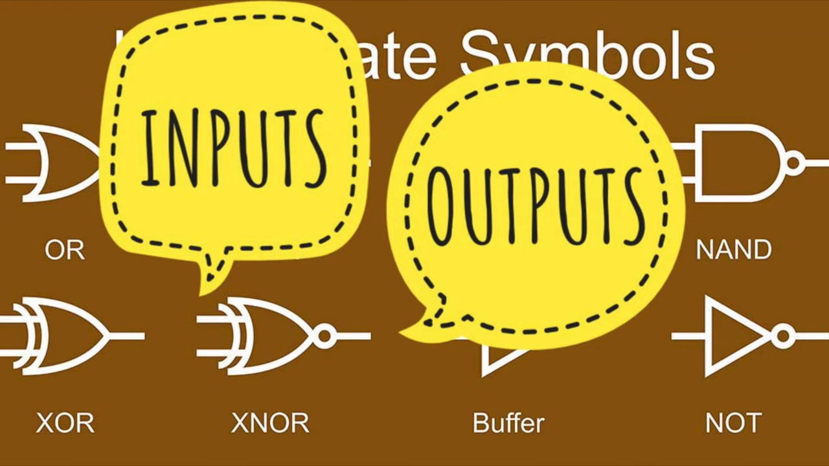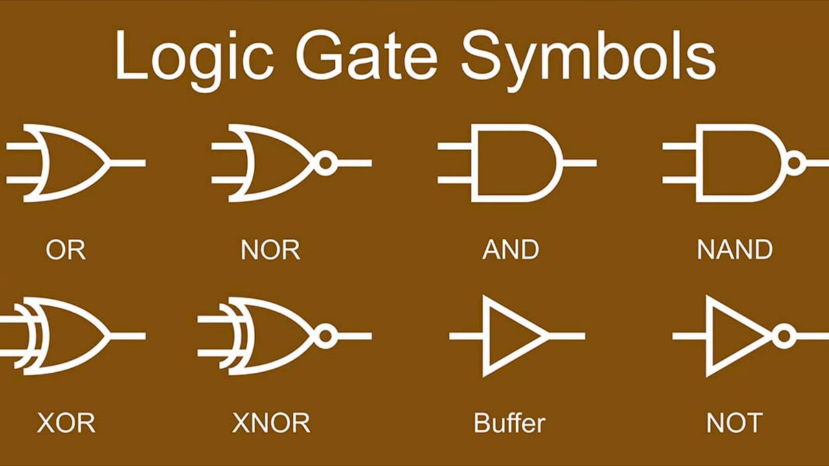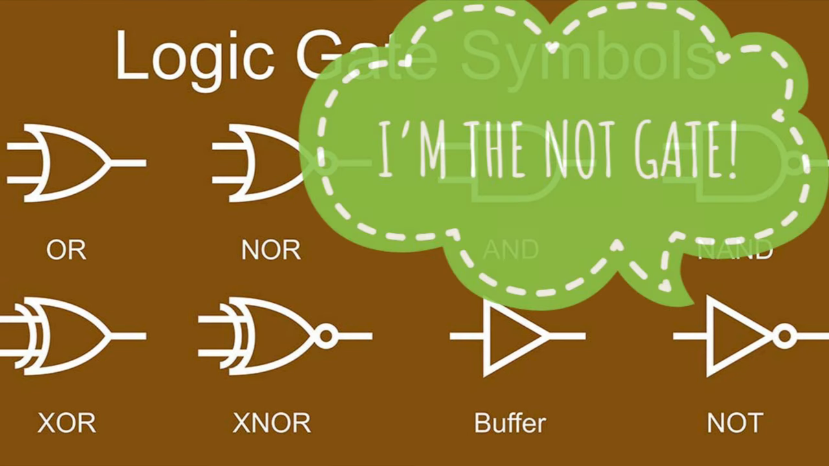Note that the gates each have two inputs on the left and one output on the right, but the NOT gate has only one input on the left and one output on the right. Also, take a closer look at the NOT gate. Do you see that little circle on the right side? That's the part of the symbol that stands for NOT.